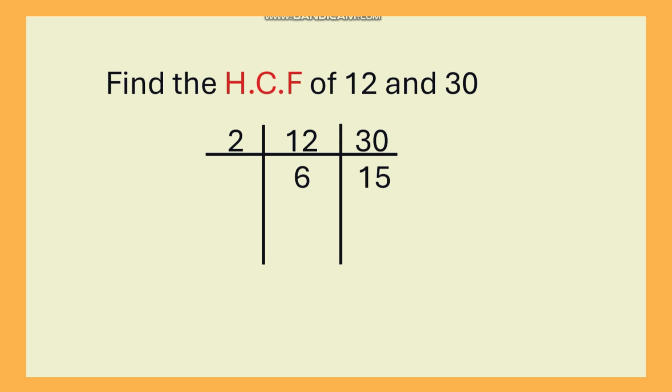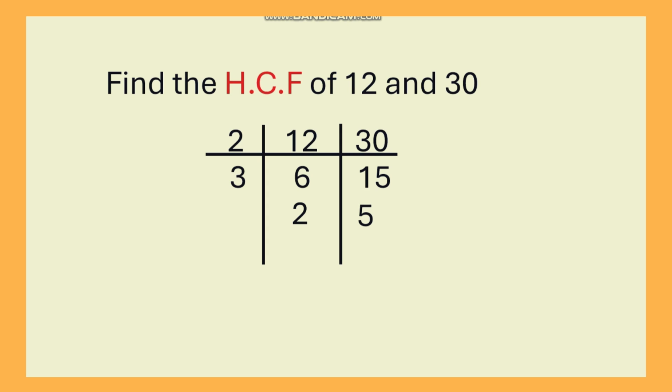But here we are looking at H.C.F. The number must be able to go through all the numbers that we are dealing with. It must be able to divide all the numbers we are dealing with. That is, it must be able to divide 6 and as well divide 15. But when you look at 2, you can't do that. So we have to go to the next prime number, which is 3. Because 3 can divide 6 and as well divide 15. 6 divided by 3 gives us 2 and 15 divided by 3 gives us 5.